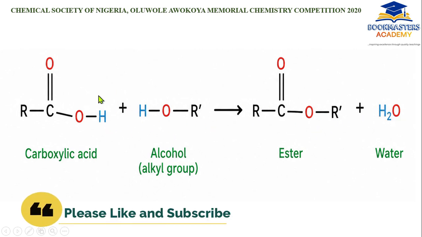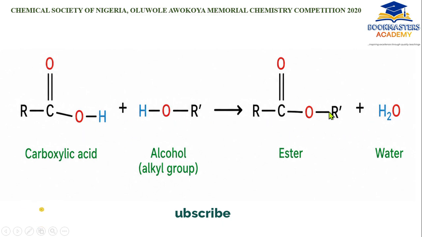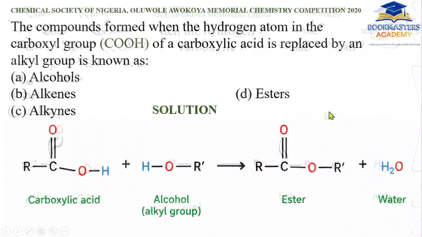We have a couple of exchanges going on in this reaction, and this is what forms the question for this video. The compound formed when the hydrogen atom in the carboxyl group of a carboxylic acid is replaced by an alkyl group is known as: alcohol, alkene, alkyne, esters. The answer to this question is obviously the esters, but I'd like to point out something.